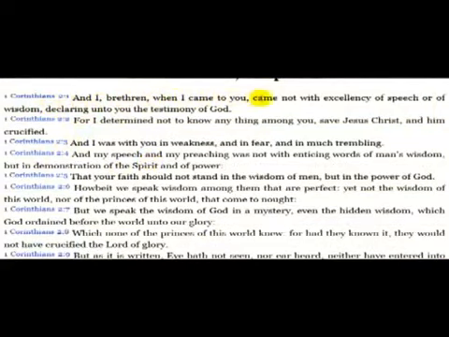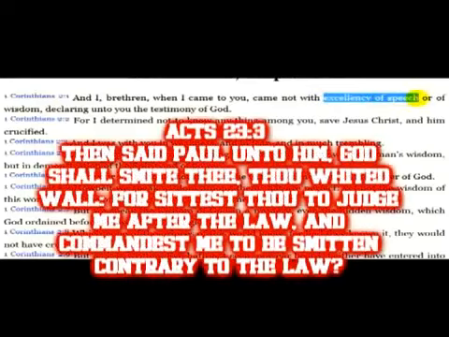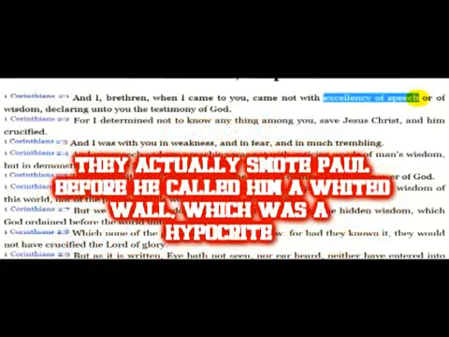And I, brethren, when I came to you, came not with excellency of speech, because Paul was rude in speech. He didn't speak proper to people. Back then he used curse words, because he called that one man a thou whited wall. Back then those were fighting words. That's why they smote him across the mouth, which was wicked. Obviously when he called him a whited wall, it must have meant something bad, or they wouldn't have done that to him.